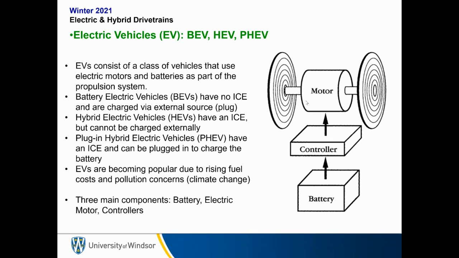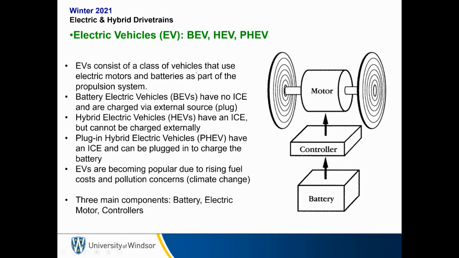Now, why are we talking about electric vehicles? Well, they're becoming popular due to rising fuel costs and also pollution concerns or concerns over climate change. The thing with an internal combustion engine is no matter how efficient you make it, it's always going to emit carbon dioxide. That is the main component, one of the main components other than water from combustion. You can't get around releasing carbon dioxide when you burn a hydrocarbon fuel. And carbon dioxide is the biggest contributor to climate change. So you can see how no matter what we do with internal combustion engines, we're always going to be emitting this carbon dioxide, and that's a problem.